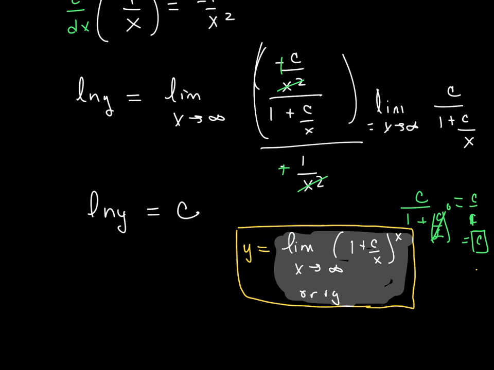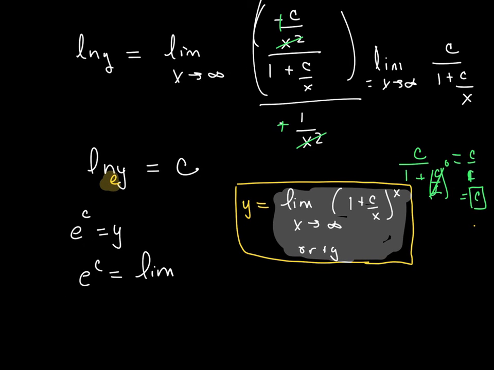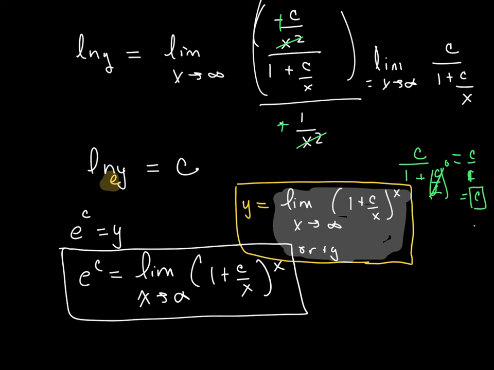Now, how do I do that? Well, I know that this is just base e, right? So I change this to exponential form, and I get that e to the c power is equal to y, or in this case, e to the c is always going to equal the limit as x approaches infinity of 1 plus c over x raised to the x. And this is a really useful limit to have memorized.